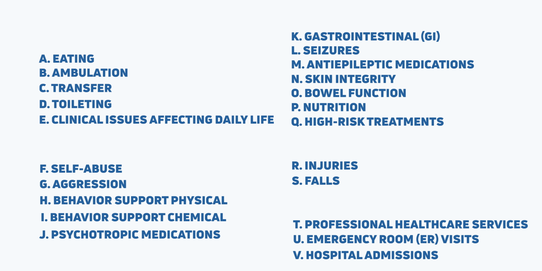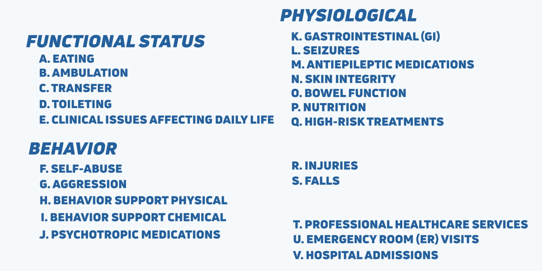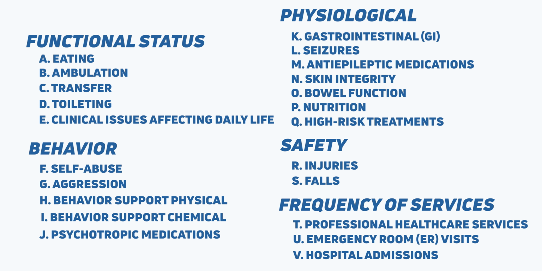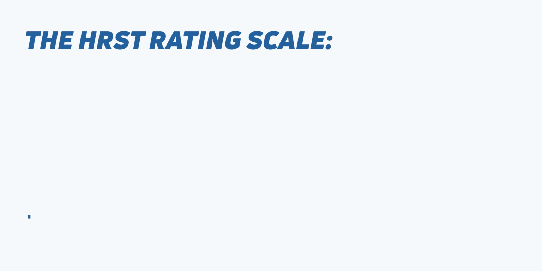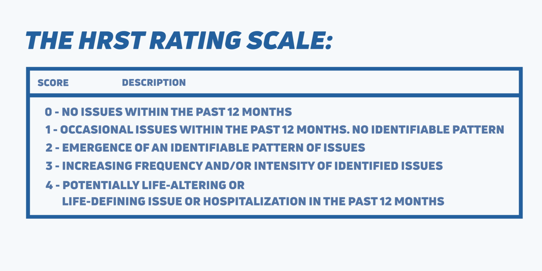Here are the 22 rating items found in the HRST. They are divided into 5 categories: functional status, behavior, physiological, safety, and frequency of services. Each of the 22 rating items are deliberately chosen to make up the HRST. These are areas where health risk and instability are likely to occur in at-risk populations. The HRST assigns a score to each rating item that reflects the level of health risk that has been detected. Each item is scored from 0 to 4. The higher the score, the higher the risk.